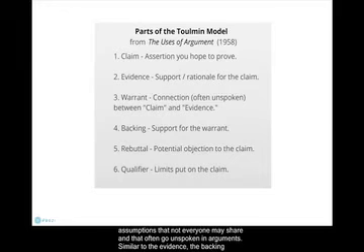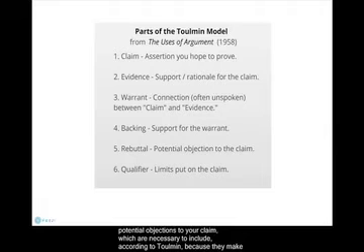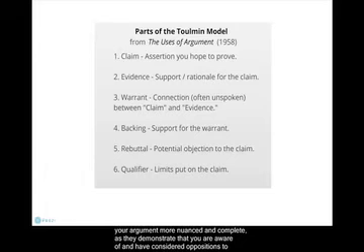Fourth, similar to the evidence, the backing provides support for the warrant. It tells us why our warrant is a rational assumption. Fifth, rebuttals are potential objections to your claim, which are necessary to include according to Toulmin because they make your argument more nuanced and complete, as they demonstrate that you are aware of and have considered oppositions to your perspective. Finally, qualifiers allow you to adjust and add specificity and nuance to your claim, thereby making it more stable and less susceptible to further rebuttals.